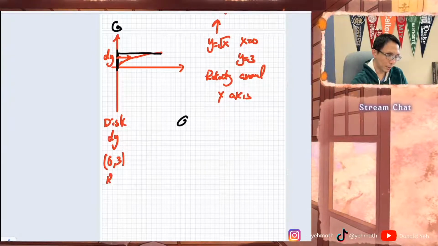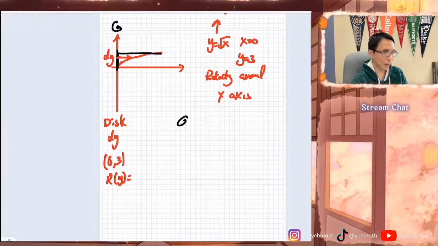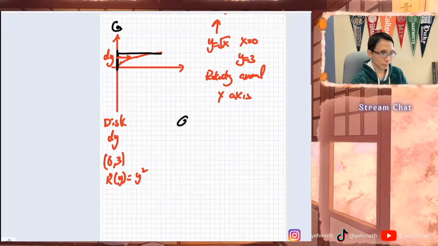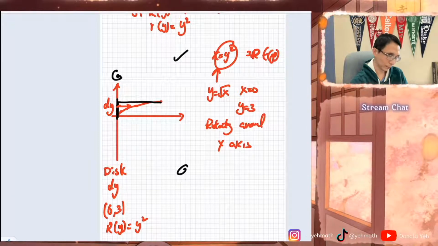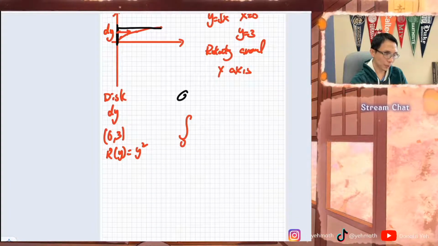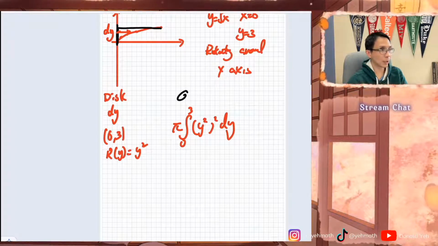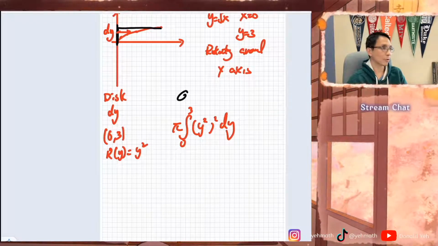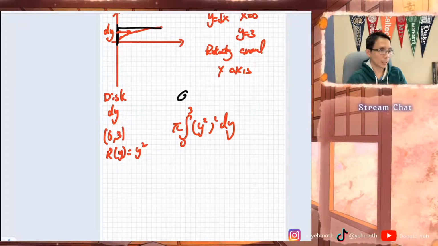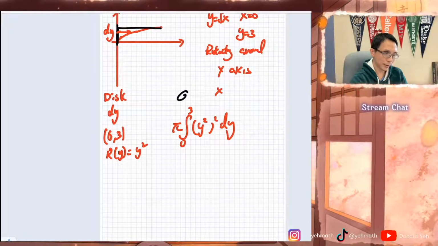And then you've got to figure out what is big R. If it's a disk, then it's big R, in this case R of y, and R of y is given by the function, which is y squared, because we already said the function is y squared. Here, this is the f of y. So it's just going to be the integration between 0 to 3 of pi y squared dy. The calculation itself is not hard. The setup is the hardest part. So this is a disk. And now try the next one. Same question, but rotating around the x-axis.